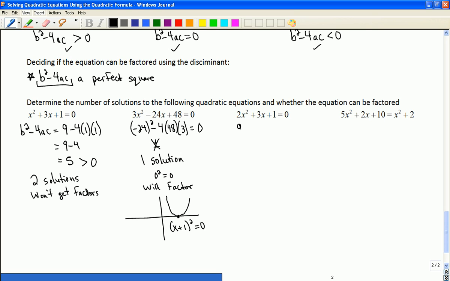In this particular instance, you're going to have 9 minus 4 times 2 times 1. So 9 minus 8, which is 1. That's greater than 0, so I'm going to have 2 solutions. And 1 is a perfect square, so it will factor. And it'll factor nicely. So you might not be sure by looking at it, but that tells you it's worth your time. If you try factoring it, you should be able to. Other numbers that we'd be looking for, of course, anything from that list that we were just talking about.